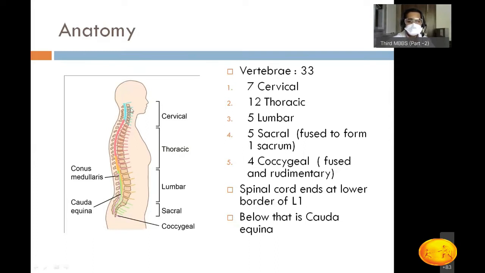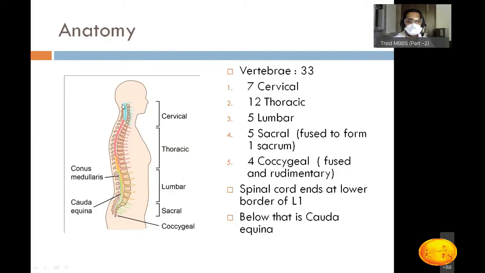There are 31 pairs of spinal nerves exiting below the said vertebrae, while one C1 nerve exits above the C1 vertebra. There are 8 cervical spinal nerves and 31 in total.